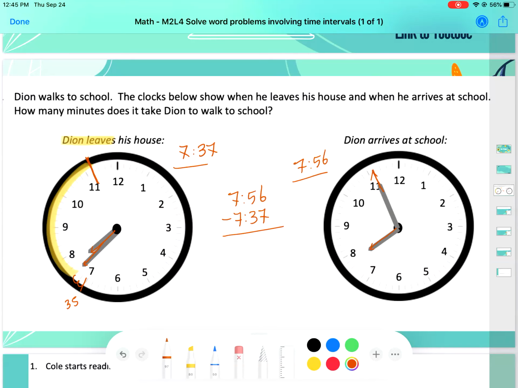We know that we can't take 7 away from 6, so I'm going to borrow 10. Now I can subtract 7 from 16, which is 9. And then 4 minus 3 is 1. 7 minus 7 is 0. So it took him 19 minutes.